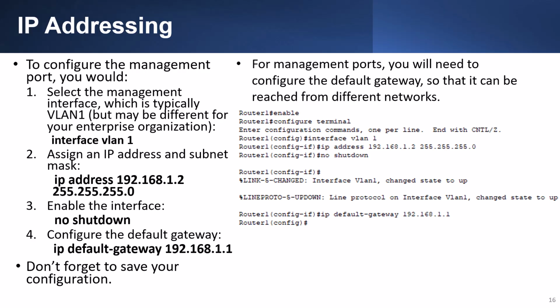To configure the management port, you would select the management interface, which is typically VLAN, but may be different for your enterprise organization. Interface VLAN 1. Assign an IP address and subnet using the IP address command: 192.168.1.2 255.255.255.0. Enable the interface with no shutdown, and then configure the default gateway: IP default-gateway 192.168.1.1. Don't forget to save your configuration. For management ports, you'll need to configure the default gateway so that it can be reached from different networks.